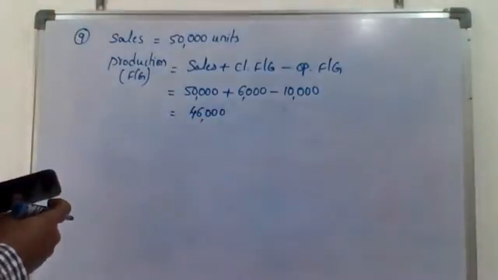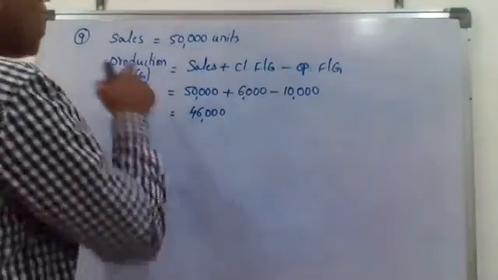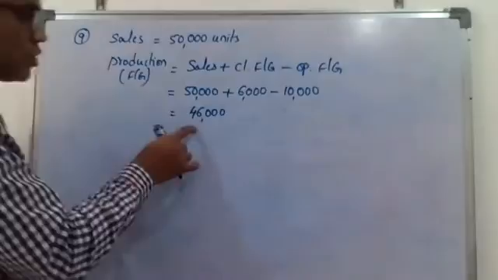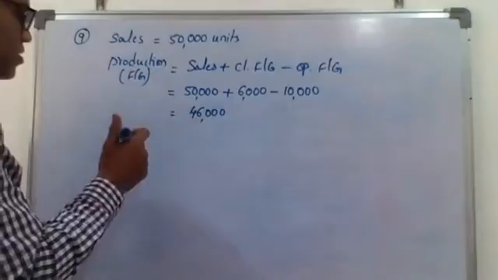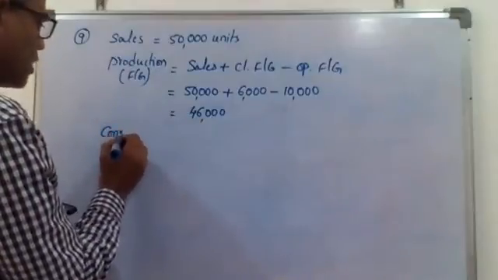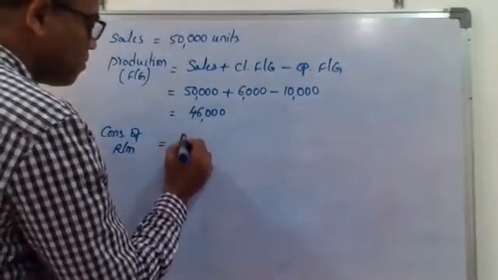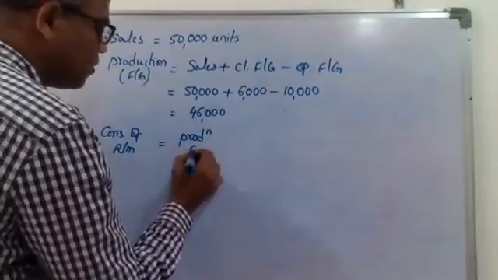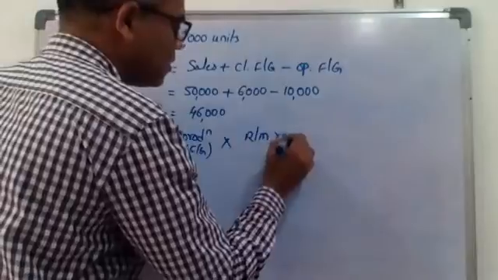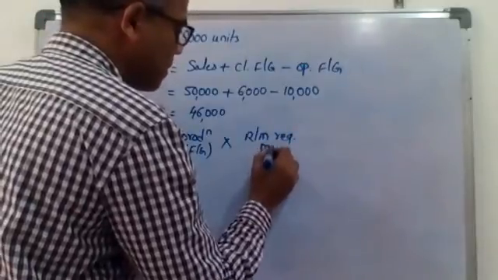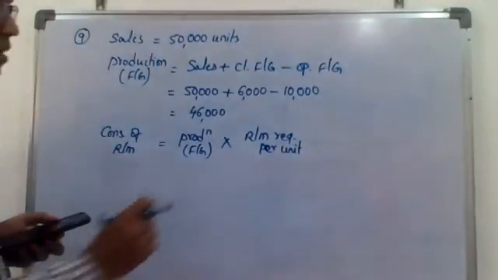All right. 56 minus 10, 46,000. The 46,000 units is what you are planning to produce. If you produce 46, then only you will sell 50. That's the logic. Now, in order to produce 46, how much raw material is required? So, consumption of raw material is equal to production of finished units multiplied with raw material required per unit.